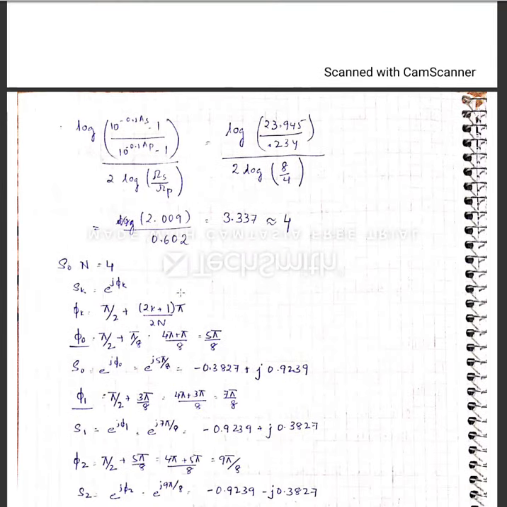Alright. So now N is 4, and we are trying to find the poles. In order to find the transfer function H of S, you remember, if N is 4, then you will have 1 by S minus S0, S minus S1, S minus S2, S minus S3.